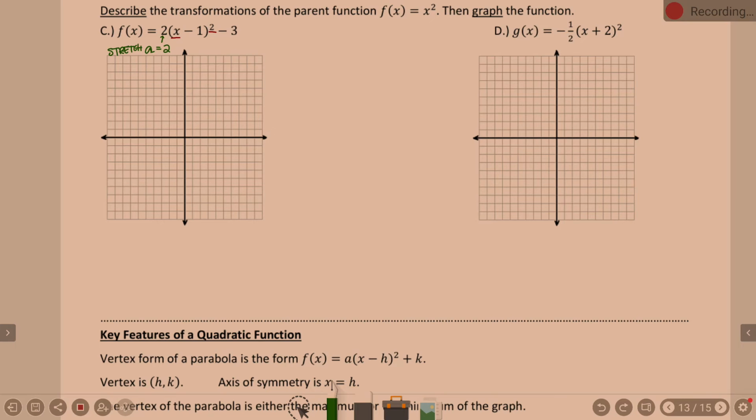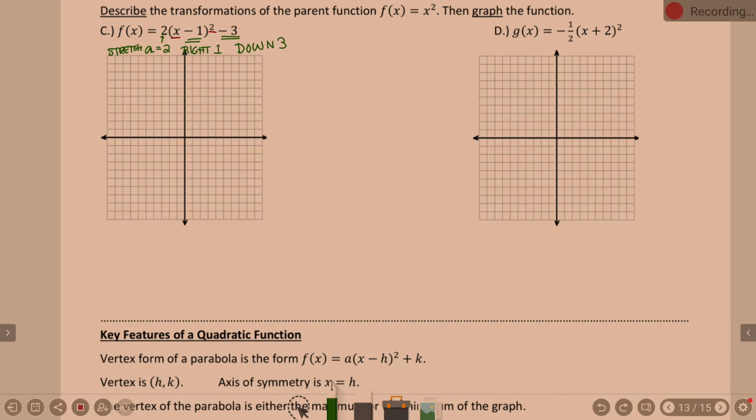What do this 1 and 3 do for me? That's your vertex. You go right 1 down 3. Okay, the -1. So inside the parentheses is left or right, opposite the sign. So right 1. -3 at the end is up or down, direction of the sign. So down 3.